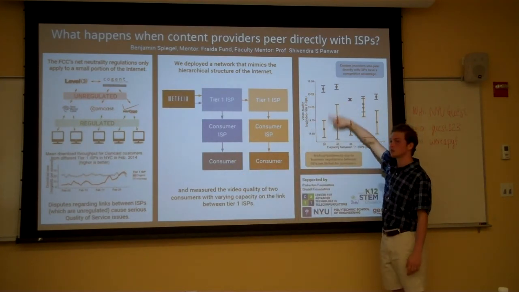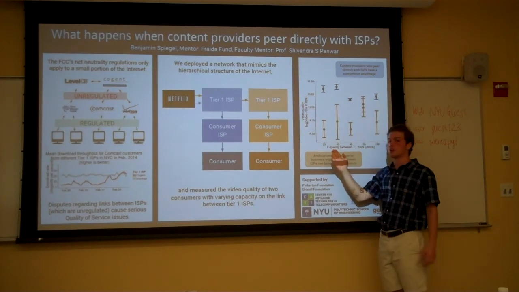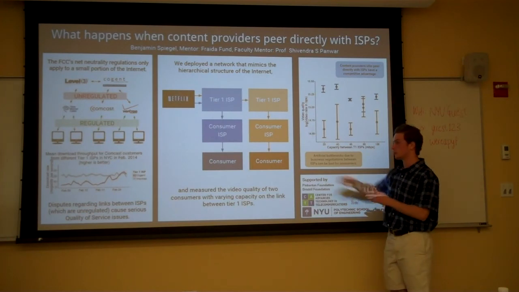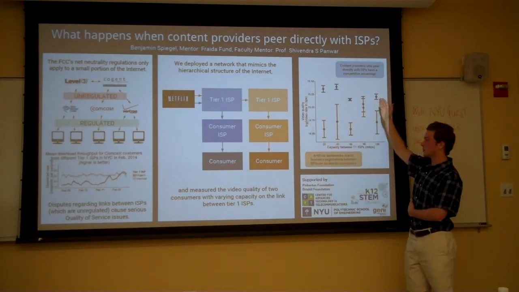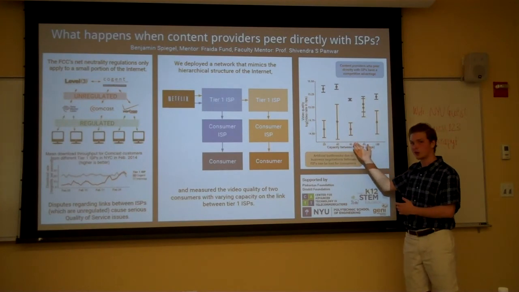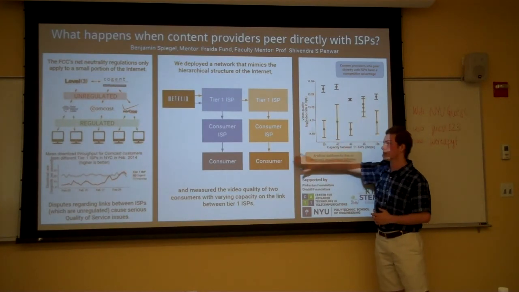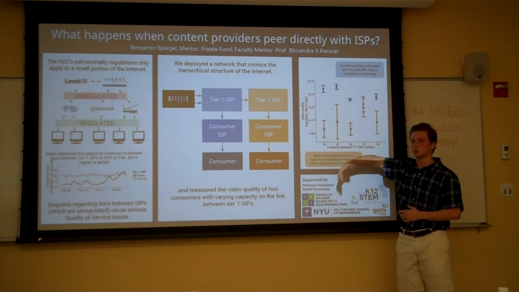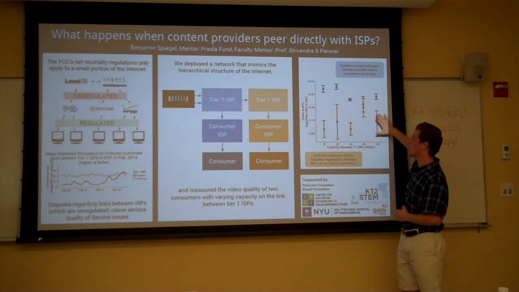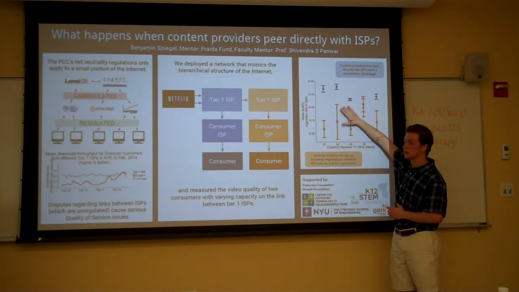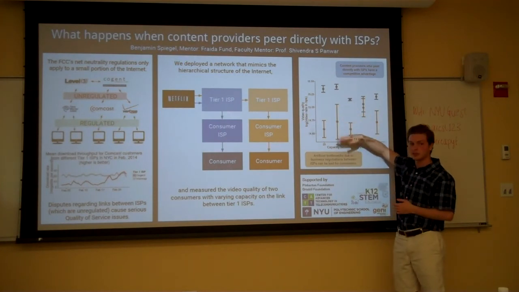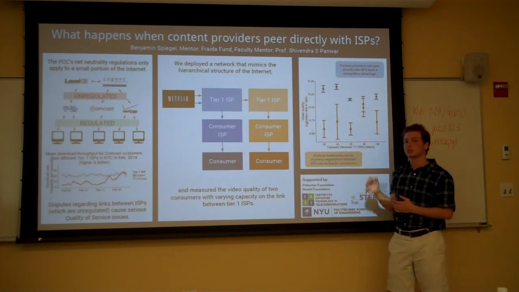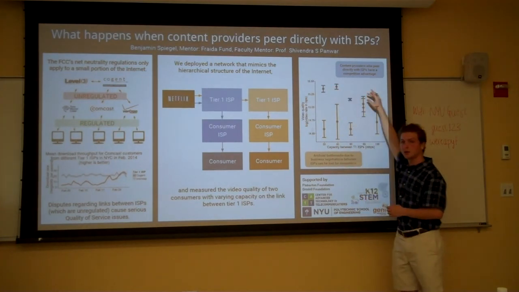Now this y-axis is the video quality, which is the log of the bits per second of the video streams that are received by these consumers. I'm not exactly sure what the name of this type of graph is, but it takes the variance of the collected video quality, because we did multiple trials, and it plots them out here. A big, tall figure means that there's more variance in the data collected, and a smaller figure means that there's less variance. And the higher it is, the better the quality.